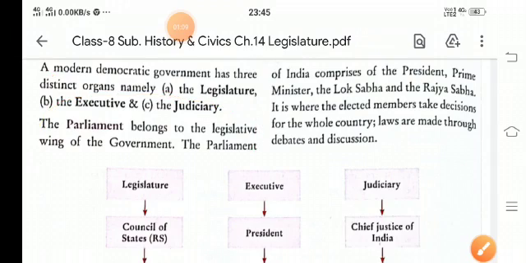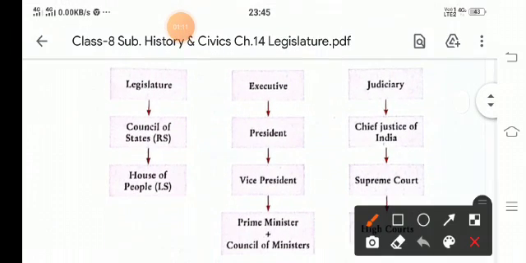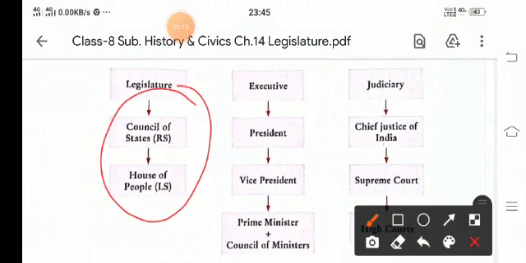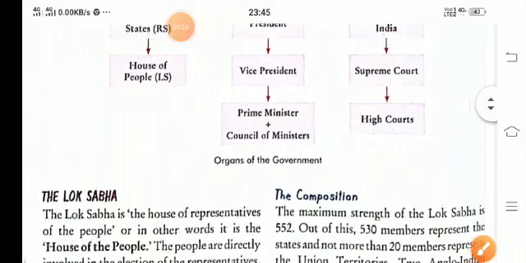The legislature has two wings. One is Rajya Sabha, the Council of State, and another one is the House of People, that is Lok Sabha. Now let's start with the Lok Sabha. What is Lok Sabha?